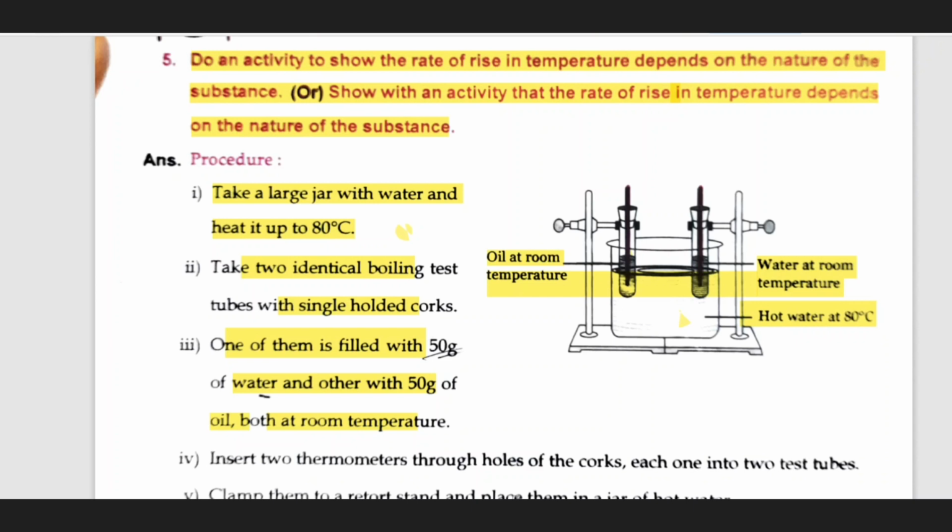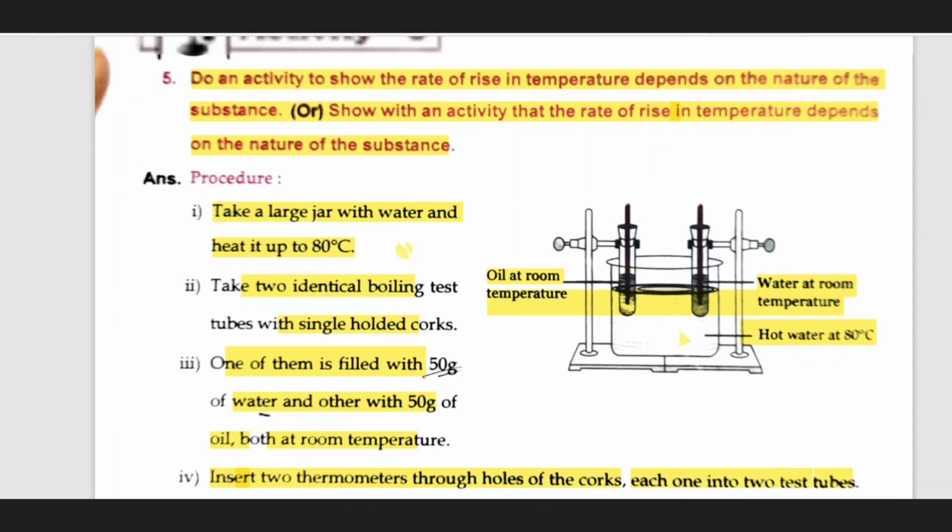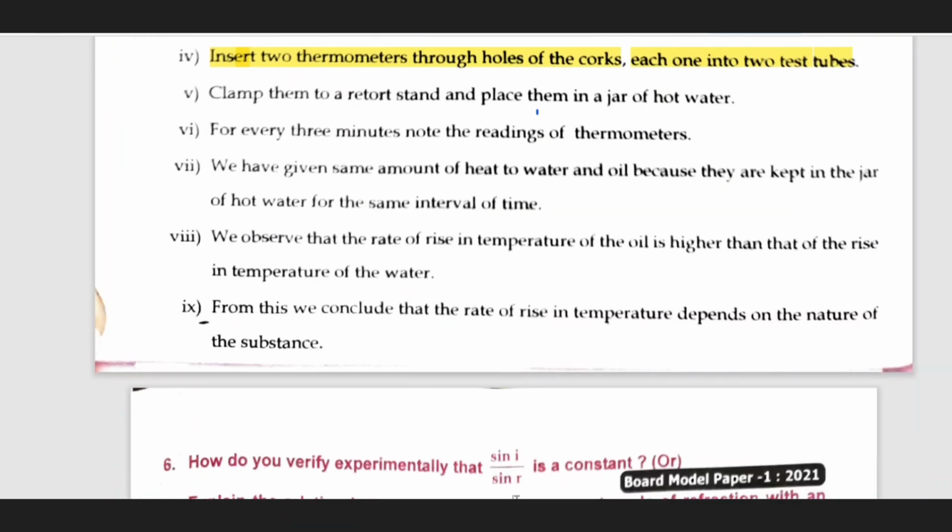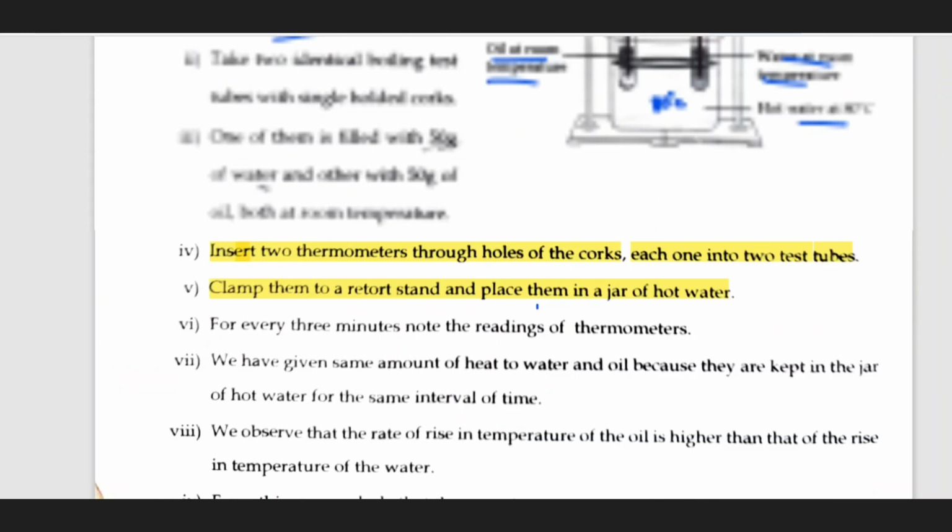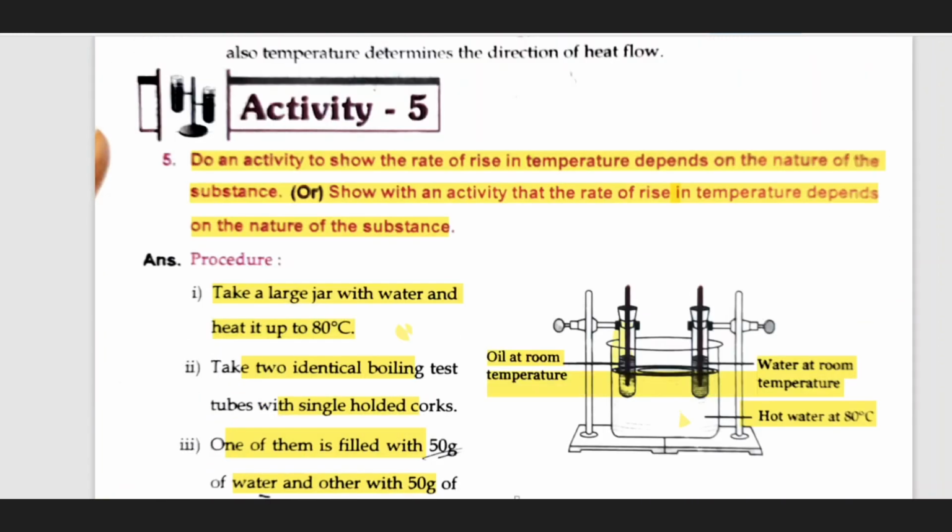Next, insert two thermometers through holes of the corks, each one into two test tubes. So here in the single hole rubber stoppers we are placing two thermometers. Okay, so one in oil and the other in water. Next, clamp them to a retort stand and place them in a jar of hot water. So with the help of retort stand we are placing both the test tubes in hot water.